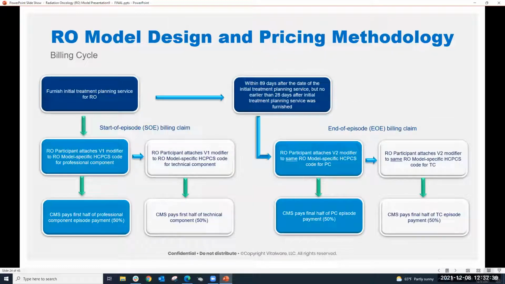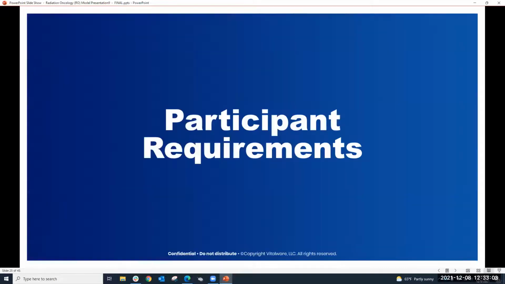It can get pretty complicated, but here's another way to lay it out in a simplified version. It just goes through what needs to happen after your planning and your treatment. You attach your V1 modifier, and then you get your first half of payment. And then the white is your technical component. So just another way to look at it.